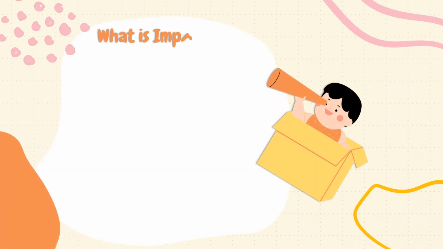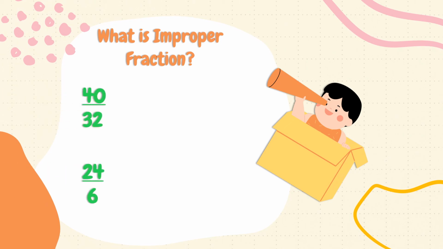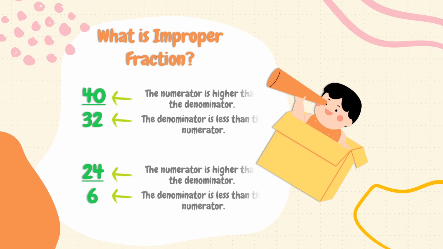So what is improper fraction? Let me give you an example. We have here 40 over 32 and 24 over 6. Why is it improper? Because the numerator is higher than the denominator, or the denominator is less than the numerator. So we need to make this a proper fraction.